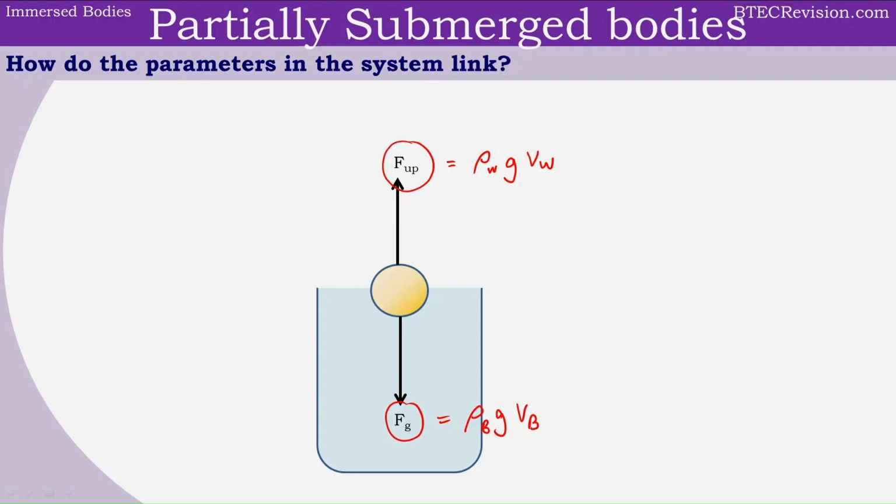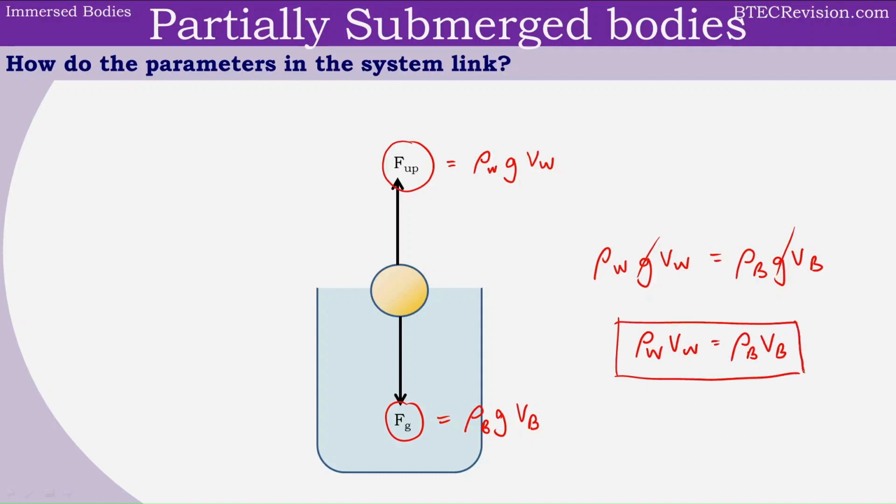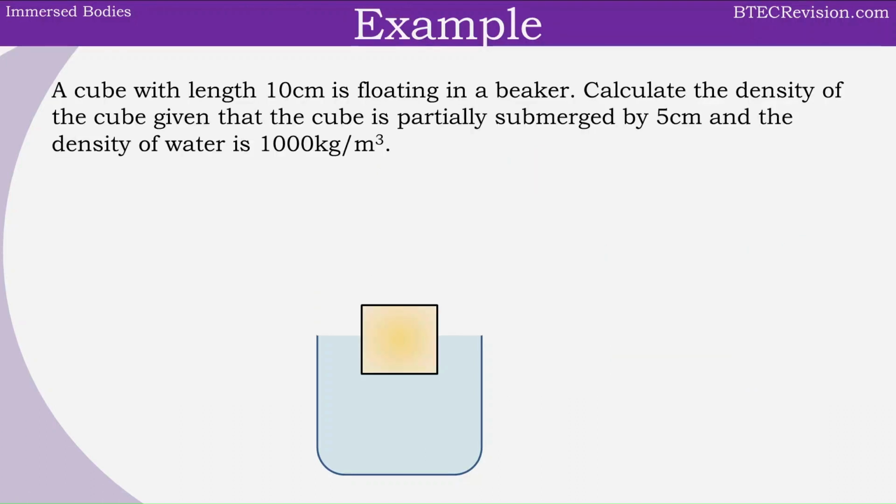Since these forces are equal, we can equate these two equations to give us rho water, g, volume water, equals rho ball, g, volume of the ball. And you can see the g values cancel out on both sides, and we're left with the equation rho_W V_W equals rho_ball V_ball. And this is a very important relationship that we can use in order to work out the density or volumes of any object partially submerged.